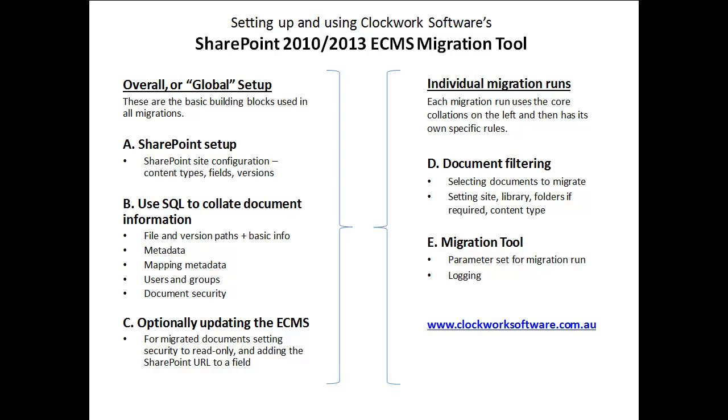Okay, in these few minutes we've covered the global setup, setting up SharePoint, collating the document information and updating the old ECMS. Now we want to do some migrating. In part 2 of this video we'll go through selecting documents and creating parameter sets for migration runs, and then we'll migrate some documents.